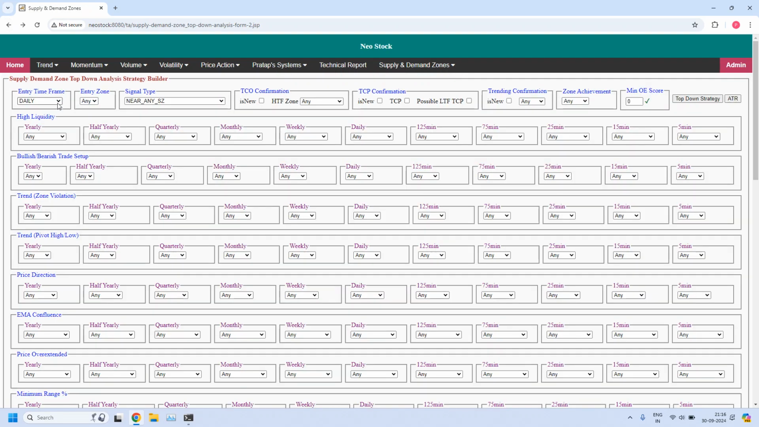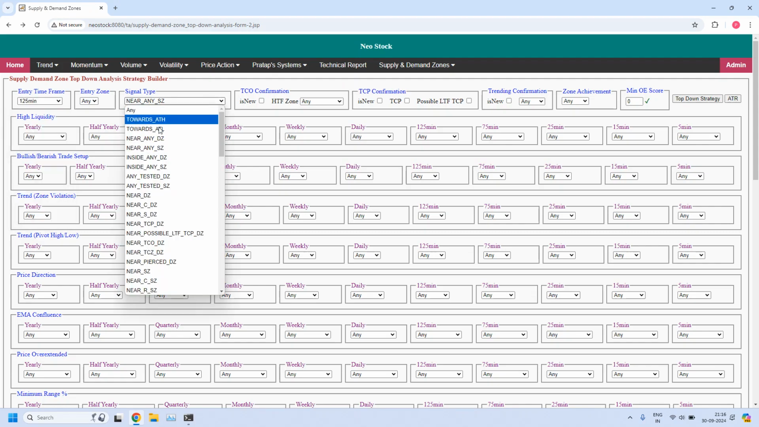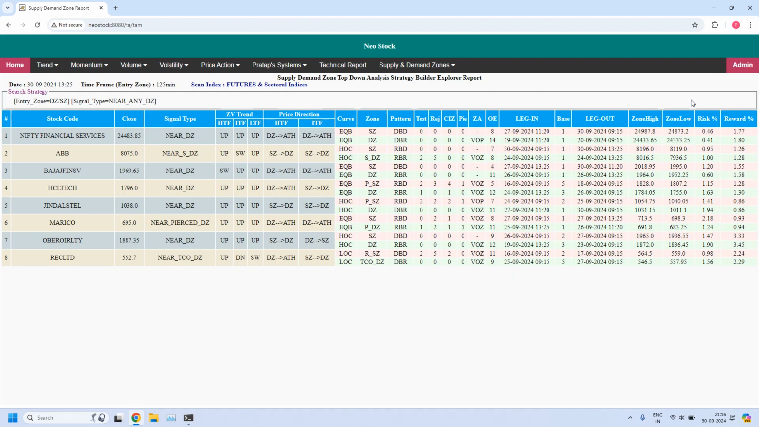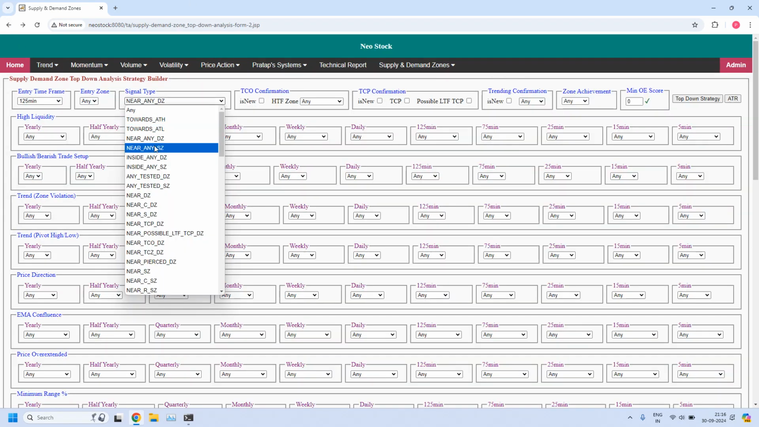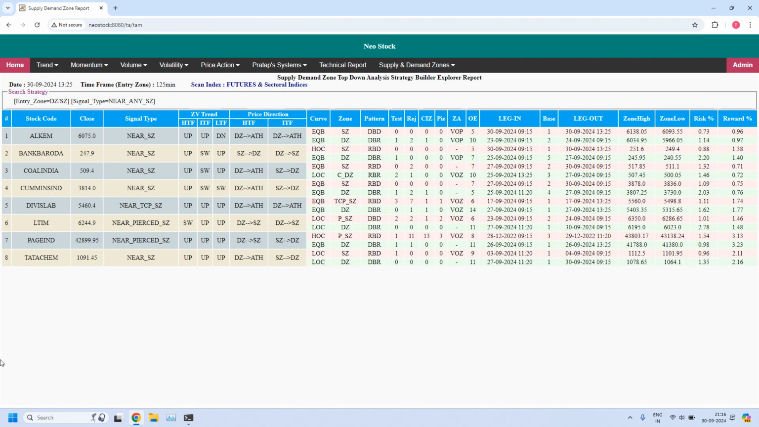Next time frame is 125 minutes. So let us find the stocks near 125 minutes demand zone. 8 stocks are filtered. Okay, the next report for 125 minutes time frame, let us find the stocks near 125 minutes supply zone. Again, 8 stocks are filtered.